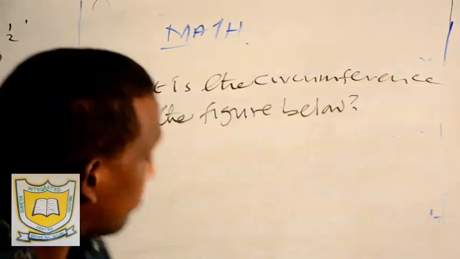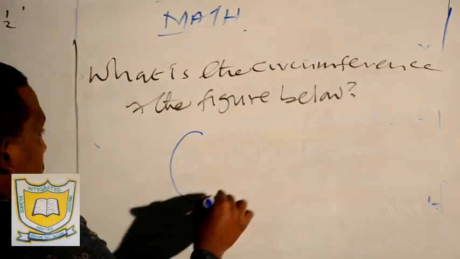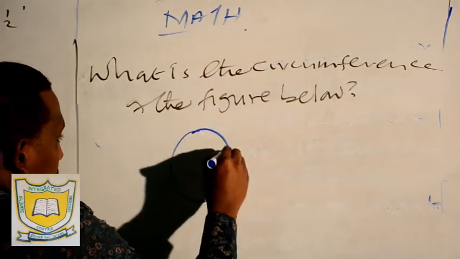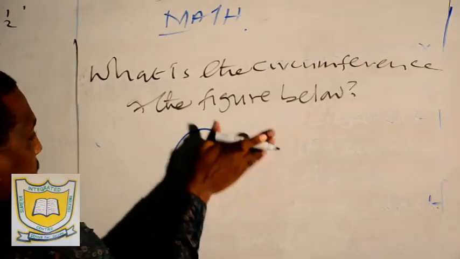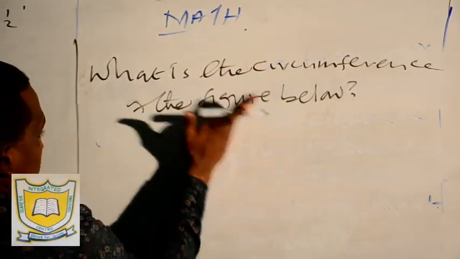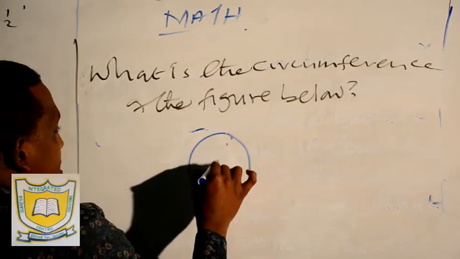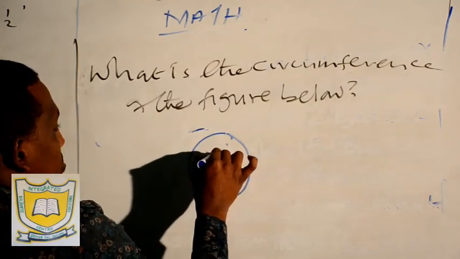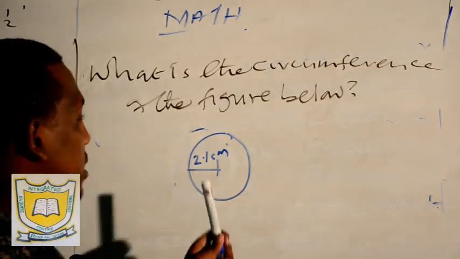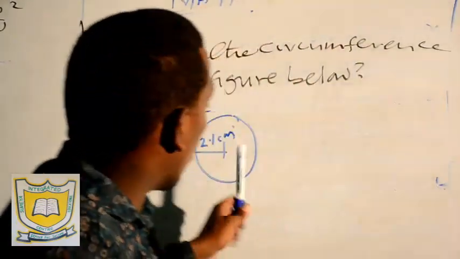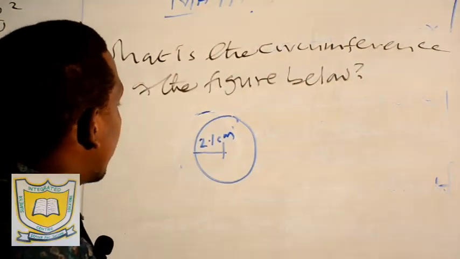This is the figure. Then they say here 2.1 centimeter. Remember, we want to get the circumference of this figure. This one is a circle.